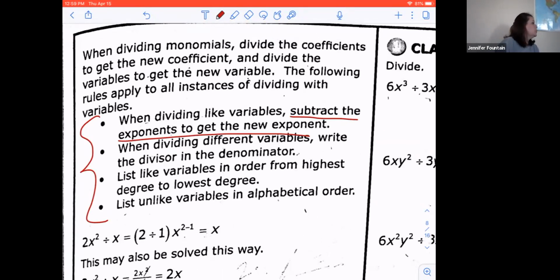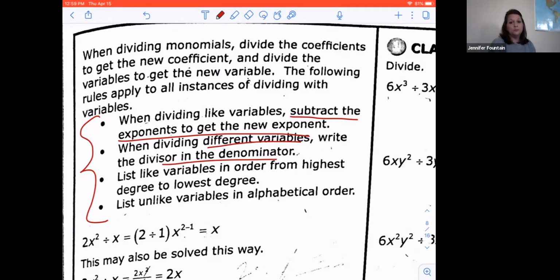So remember, when we multiplied, we added the exponents. When we divide, we subtract the exponents. When dividing different variables, write the divisor in the denominator. So we have a fraction term there. We've talked about how fractions are examples of division problems.